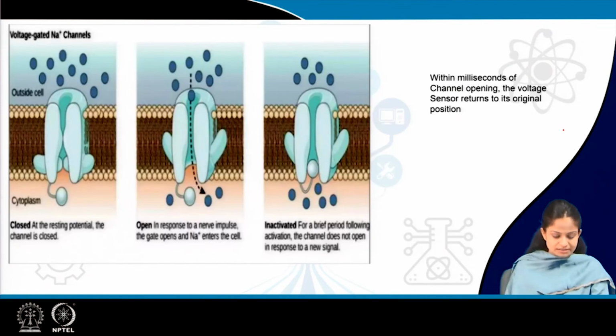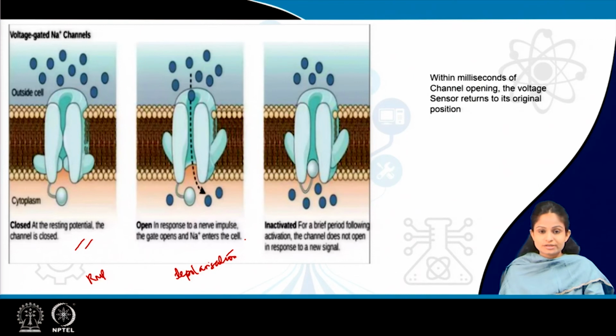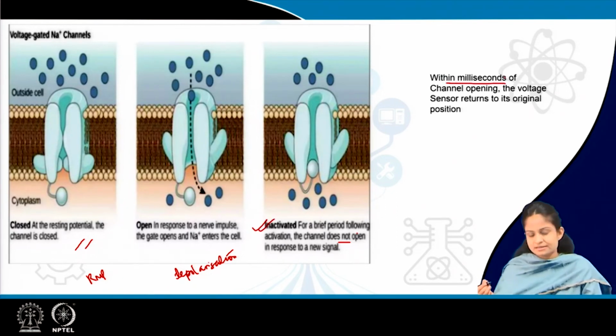Now, this is the simplified further diagram. At the closed state, the resting membrane potential, the channel is closed, this is the RMP. At the open state the channel is open because of the depolarization, there is influx of sodium ions and generation of the nerve impulse. In the inactivated state, for a brief period following the activation, the channel does not open in response to a new signal. So, that is the purpose of the inactivation, that even if you give any stimulus, there will not be any further action potential generation, because we reach the inactivated state.